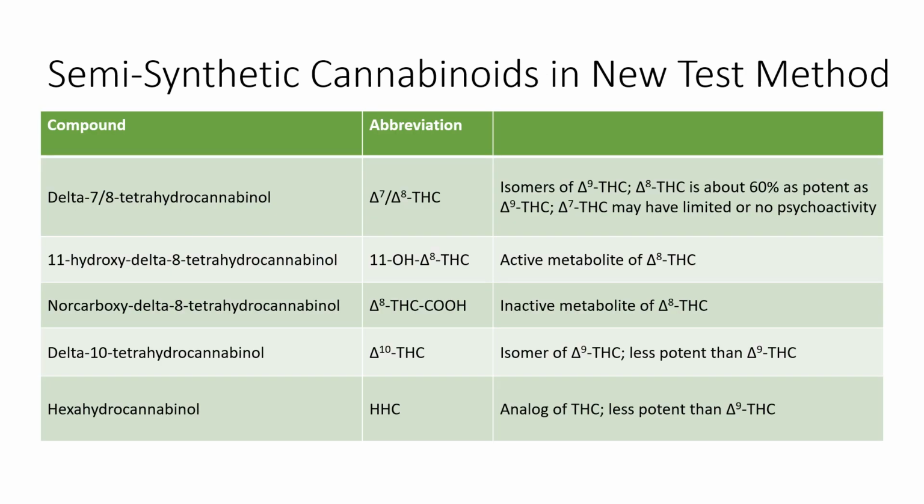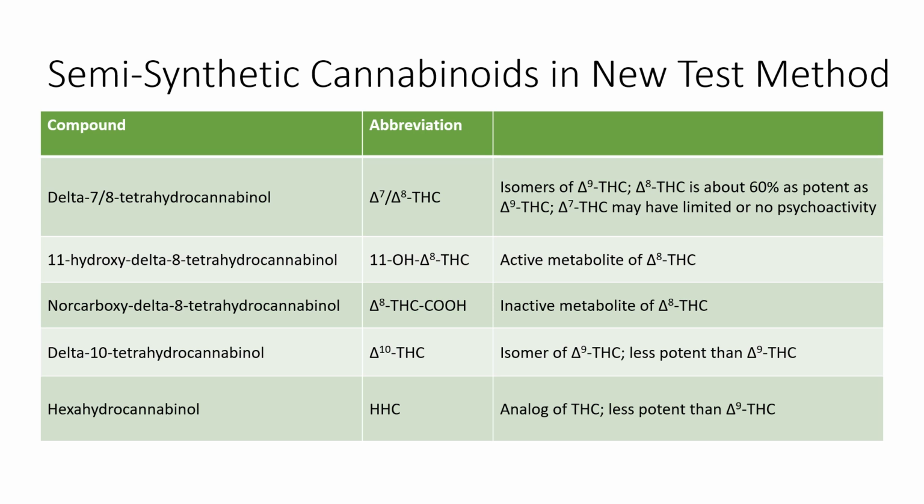There are a number of semi-synthetic cannabinoids on the market today. Our method will include some of the more prominent ones. Our new test method includes Delta 7 and Delta 8 THC. Delta 8 THC has about 60% of the potency of Delta 9 THC. The potency of Delta 7 THC is not well characterized, but it is thought to have limited or no psychoactivity. Our test method cannot differentiate Delta 8 and Delta 7, so these will be reported as Delta 7/8 THC.